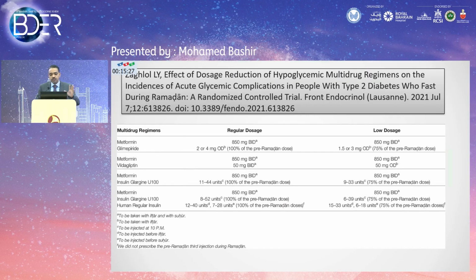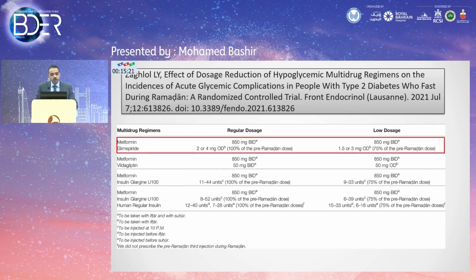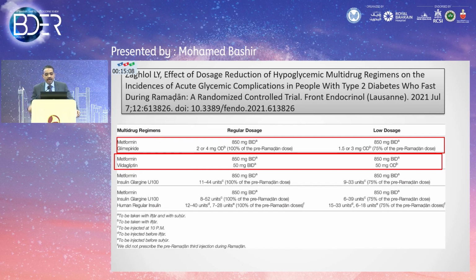But a group from Jordan last year did a pragmatic study. They disagree with these findings. What they did, they took patients on metformin and glimepiride, and metformin and vildagliptin, and they either left them on the same doses, or they halved the glimepiride and halved the vildagliptin in the other group. And they were looking at, again, self-reported hypoglycemia.